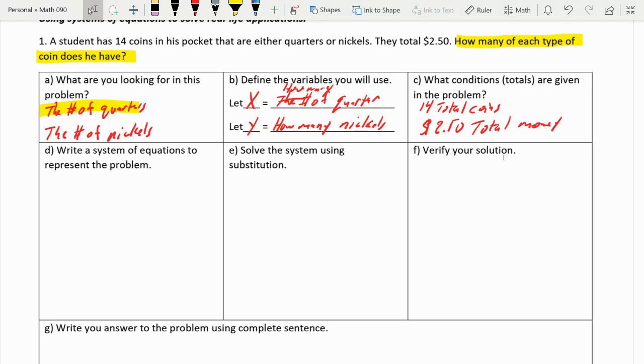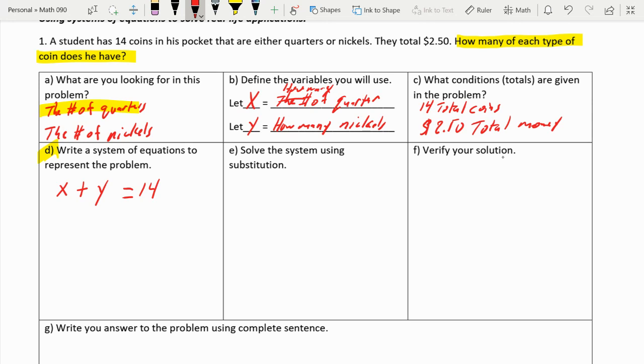So when we start doing part D and have to come up with the equations, the very first thing is to look back at C. What did they tell us? What was the total? The total was 14. 14 what? It was 14 total coins. And what do we know? There were x quarters and y nickels. So x plus y is equal to 14.